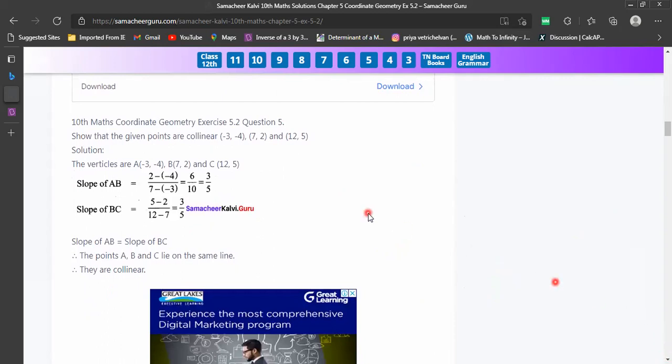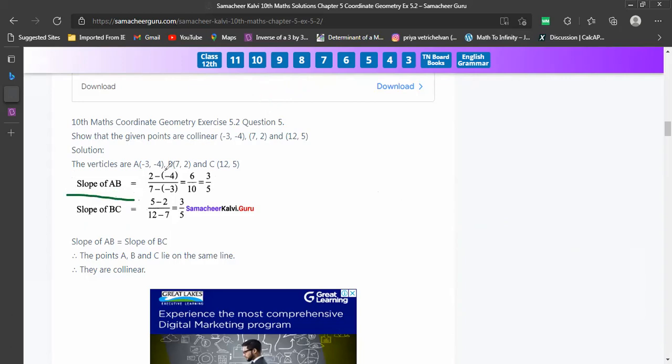Okay, the next question. Show that the given points are collinear. You know what is meant by collinear. All these 3 points will fall in a single line. So to prove whether these given points are collinear, you have to say slope of AB is equal to slope of BC. When these two slopes are equal, all these 3 points will fall in a single line. That is the condition. So you just have to check whether slope of AB is equal to slope of BC or not.